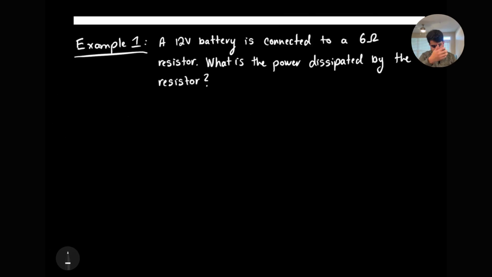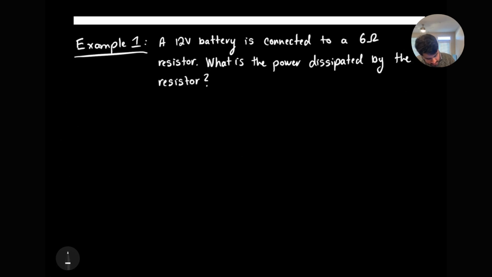circuit. So we've got an equation here. Let's look at example one. A 12-volt battery is connected to a 6 ohm resistor. What is the power dissipated by the resistor? So in any situation similar to this, it's always helpful to draw a picture. And in this case, we'll draw a circuit diagram.